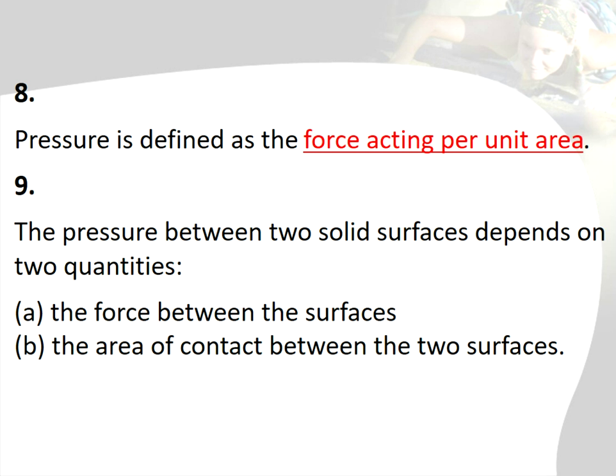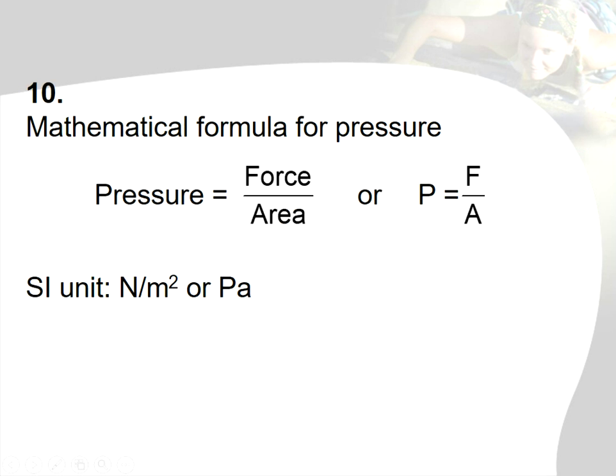Okay, later we will talk about the pressure between two solid surfaces. So solid surfaces, they are all around us. Pressure depends on the force between the surfaces and the area of contact between the two surfaces. So mathematically, this is the formula. Okay, do you want to memorize this? You don't need to, as long as you memorize the previous one, the definition, then this one automatically will come out. But if you think you have too much time, too much capacity, go ahead and memorize. Okay, now the next one, SI unit.